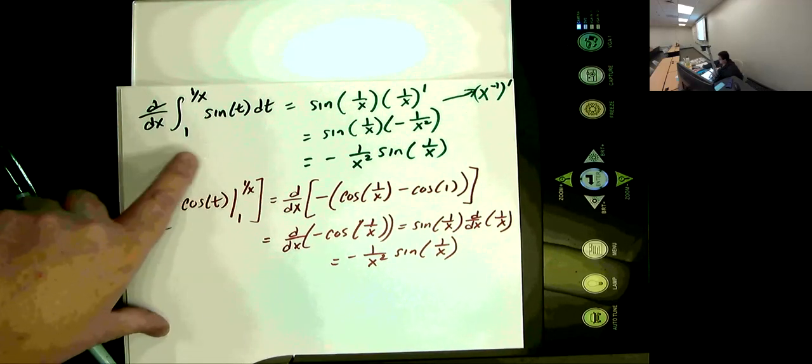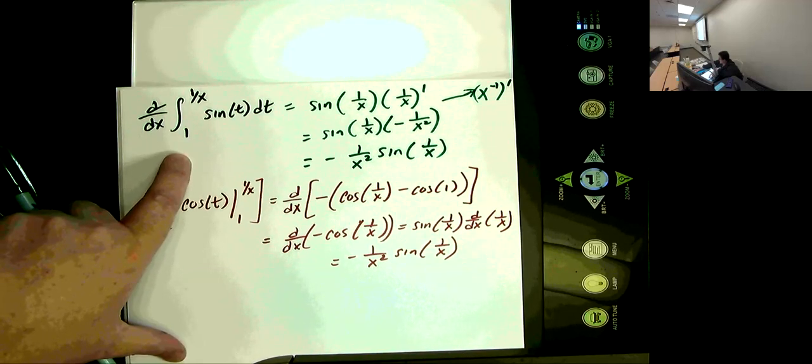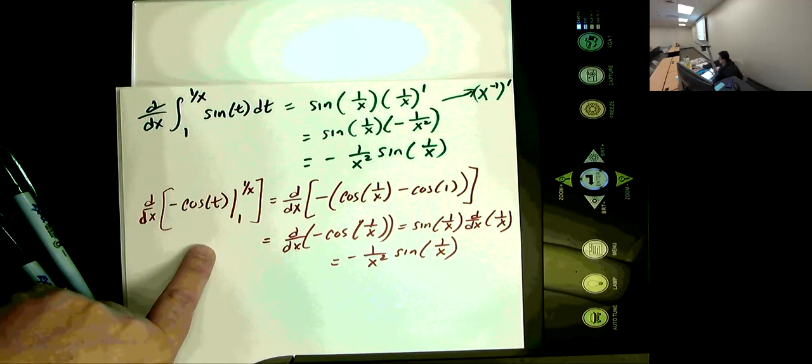Using the fundamental theorem only speeds it up a little bit. If you work out the integral and do it the full way and then take the derivative, you're going to get the correct answer and you won't make mistakes. Well, hopefully not make mistakes. Chain rule seems to get a lot of students.